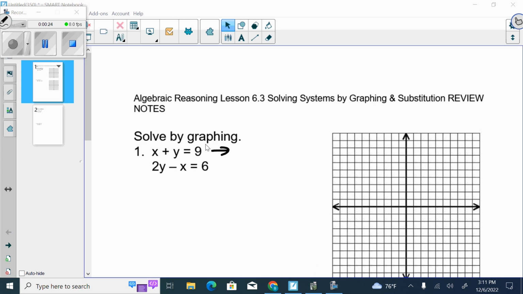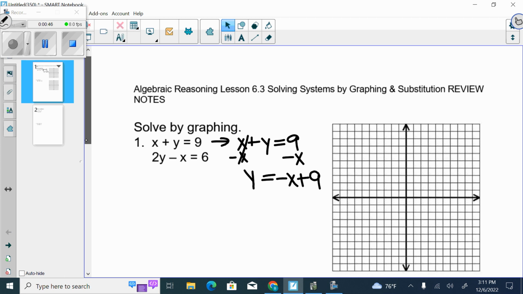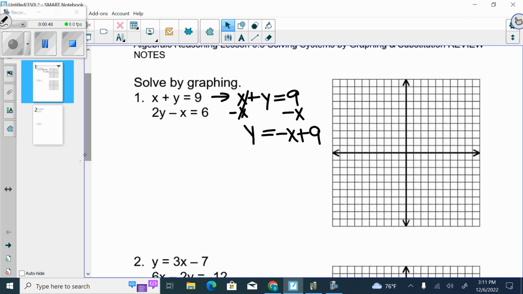No, so we're going to have to do some rearranging. So for this first equation, we have x plus y equals 9. What could I do to fix that? Subtract the x. Very good. So now I have y is equal to, can we actually subtract x from 9? No. So leave them separate. Negative x plus 9. Okay? So now this one's ready to graph, right? Where does it start at? Very good.